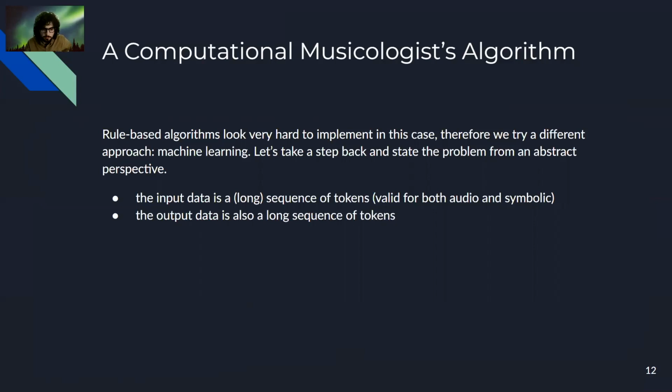The output data is also a long sequence of tokens, and these tokens are, in this case, the chord annotations. So in Roman numeral, for example, 2/7 in the key of C major.